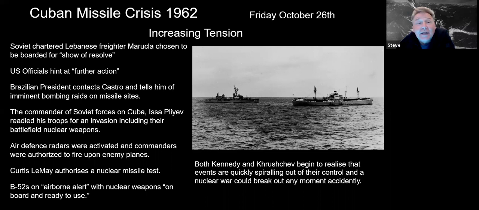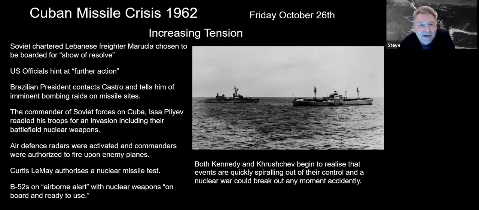US officials start making hints at further action, and the Brazilian president contacts Castro and tells him he's got intelligence that there are going to be bombing raids on the missile sites. At this point, the commander of the Soviet forces on Cuba readies his troops. He thinks there's an invasion or bombing about to happen, so he gets ready the battlefield nuclear weapons he's got. Now, these battlefield nuclear weapons are small compared to the big ones, but that's all relative. They're quite powerful things, like half a Hiroshima bomb each. And the other thing is the Americans have no idea they've got these weapons.